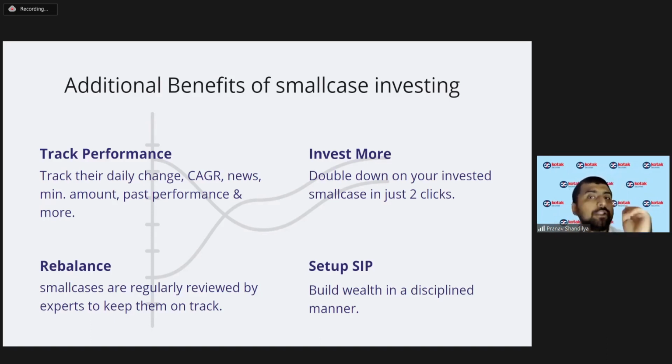Apart from that, you can track, as you can see here, the minimum investment amount that you require in order to start your investment journey. You'll be able to track the past performance, the most important feature on the platform, where you will be able to analyze and understand to what degree your portfolio has performed better than an index, for example, Nifty 50 or Nifty 100 and so on.